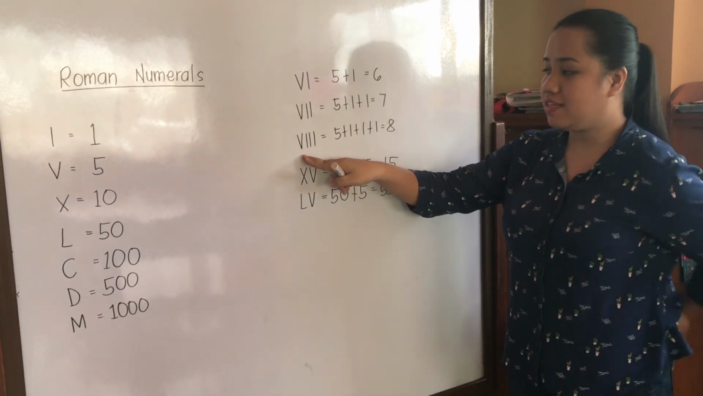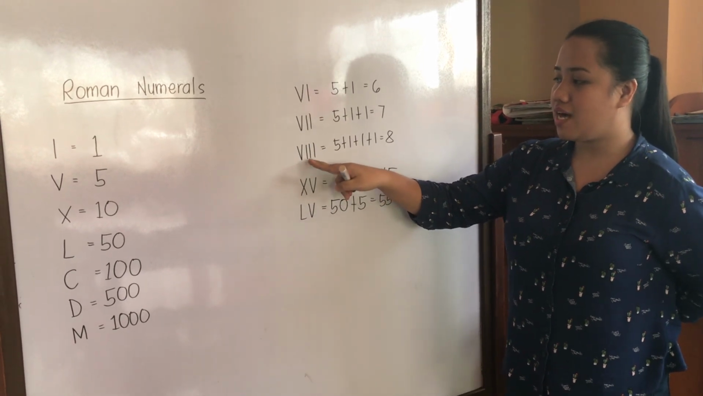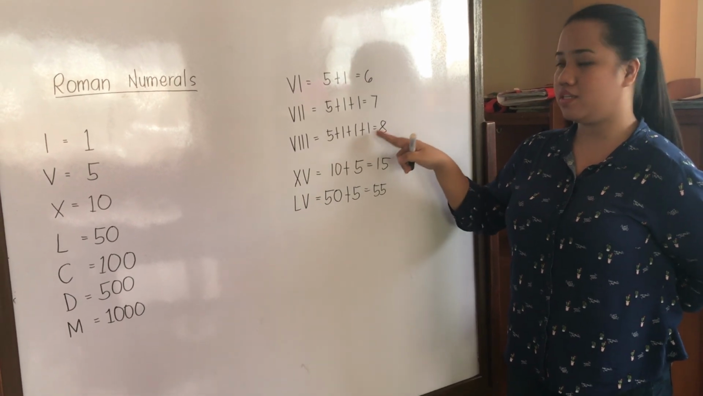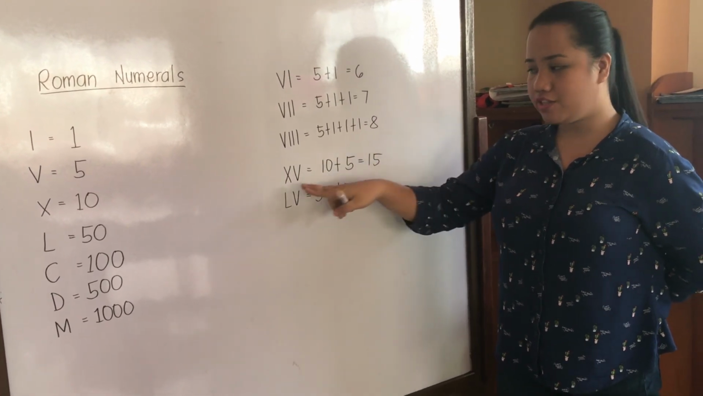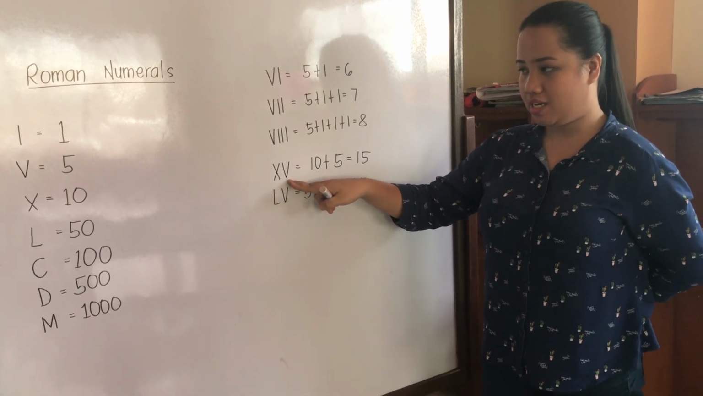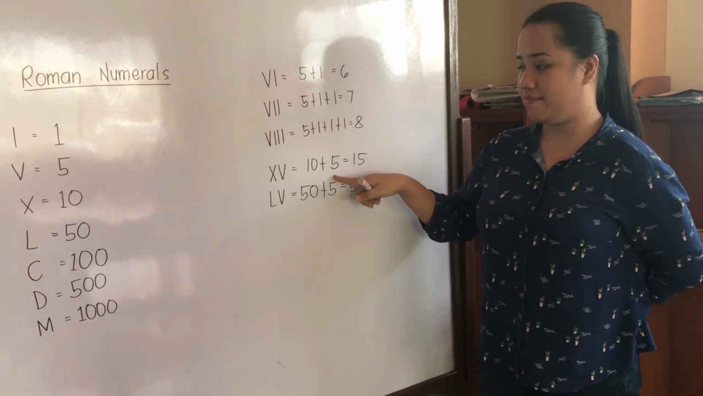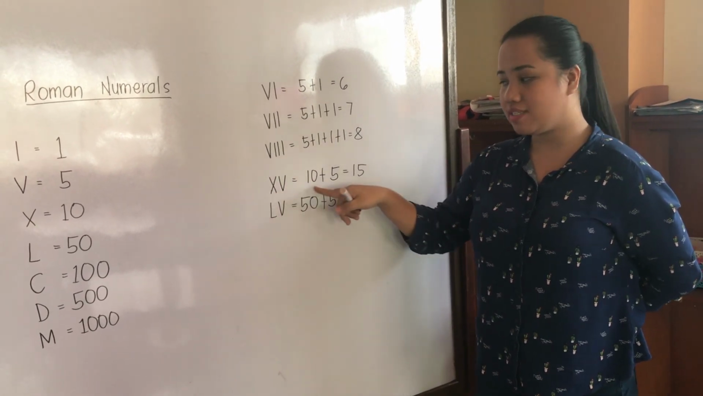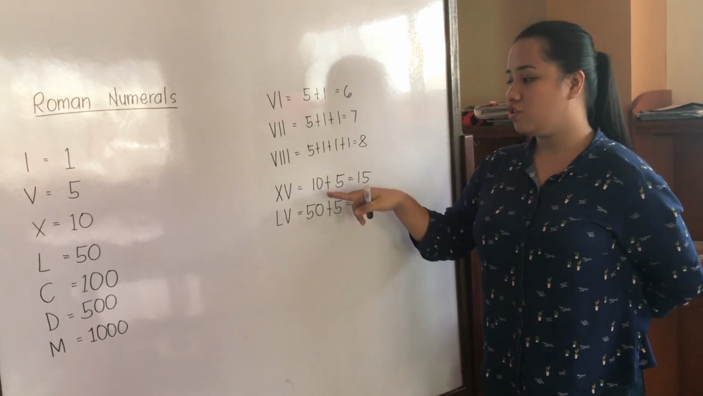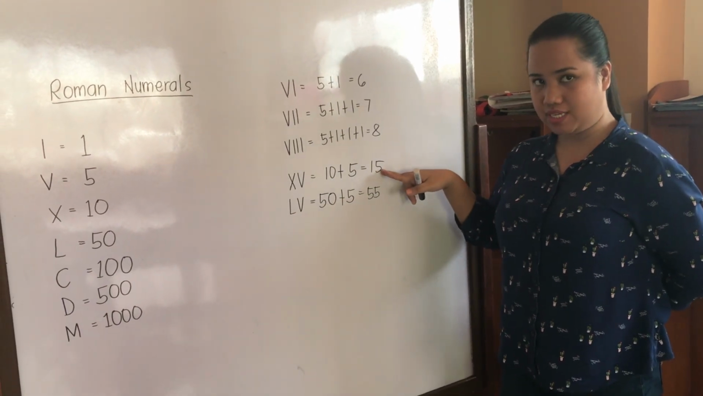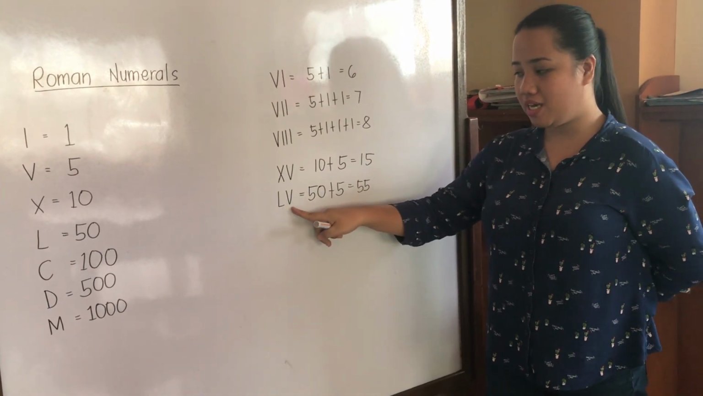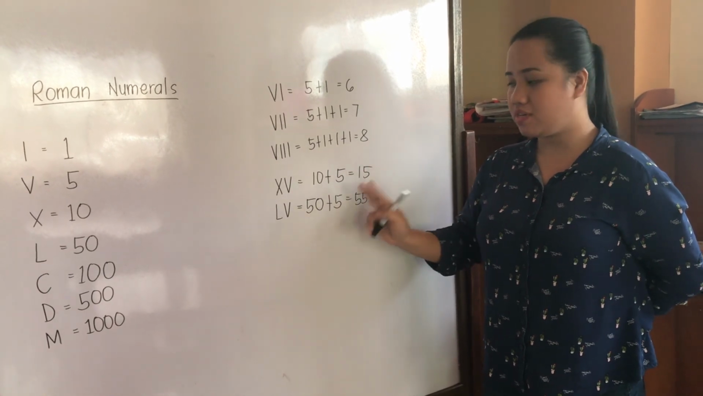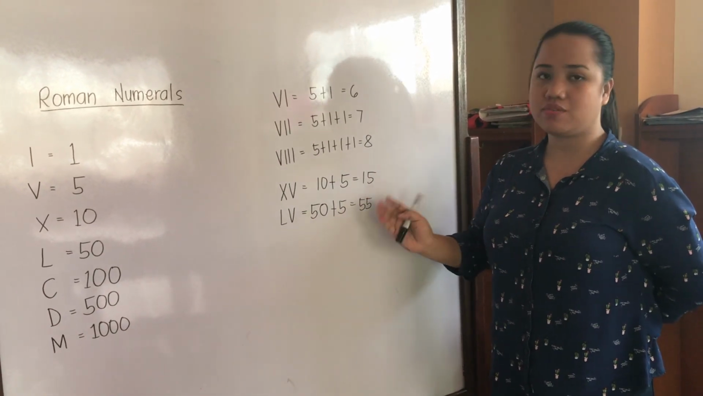And then the next one is VIII is equals to 5 plus 1 plus 1 plus 1, that makes it 8. And another example is XV. We know that the value of V is 5, which makes it smaller than the value of X, which is 10. That's why you have to put them together. So 10 plus 5 is equals to 15. And then LV, L stands for 50, and V is 5. So if you put them together, it's 50 plus 5 equals to 55.